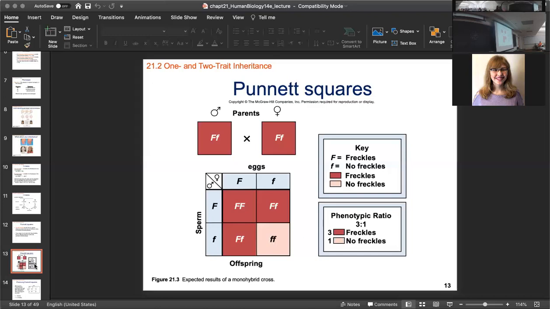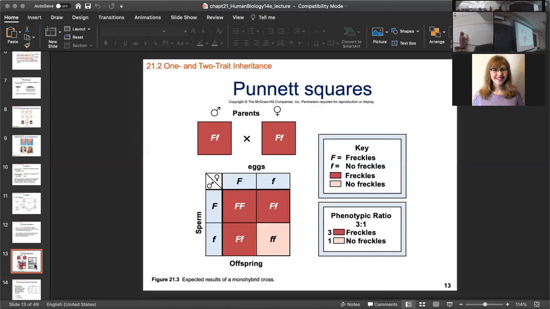To have a genotypic ratio, this is about the different alleles. So how many of them are big F, big F? How many of them up there have 2 big F's? 1. How many of them have big F, small f? 2. How many of them are small f, small f? 1. That's a genotypic ratio.